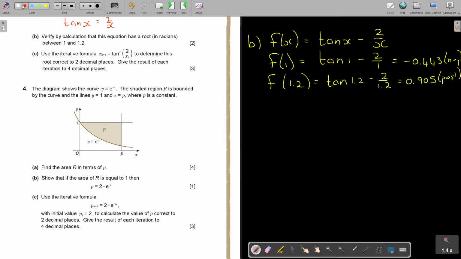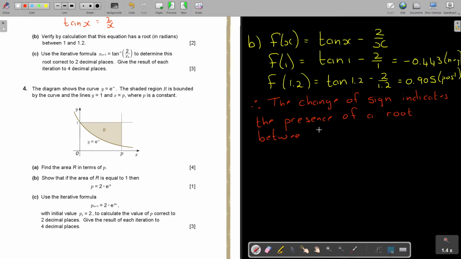And then I say, therefore, the change of sign indicates the presence of a root between x is 1.0 and x is 1.2. And that was number B. And then I go to number C.